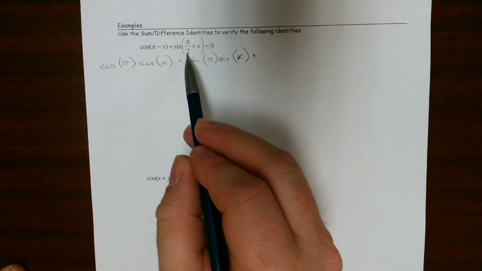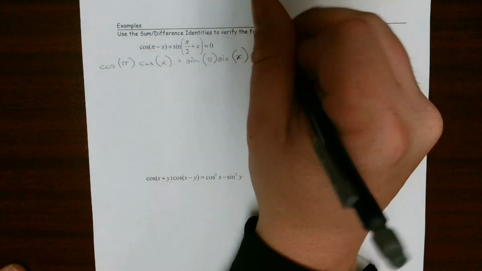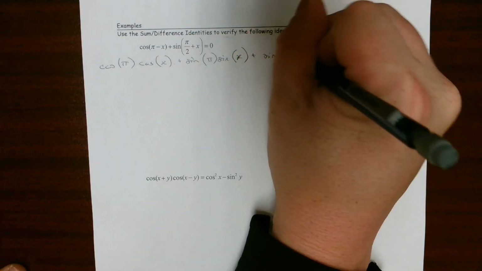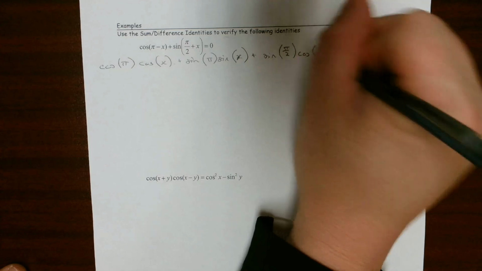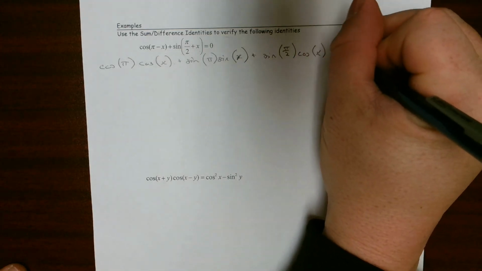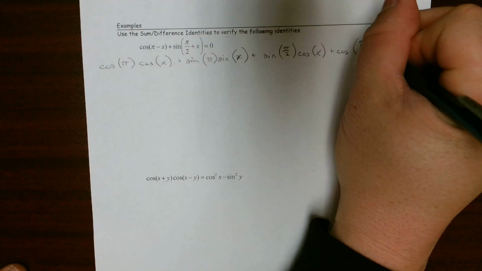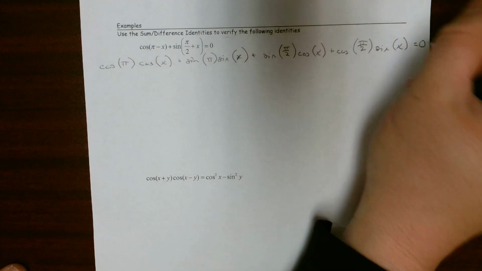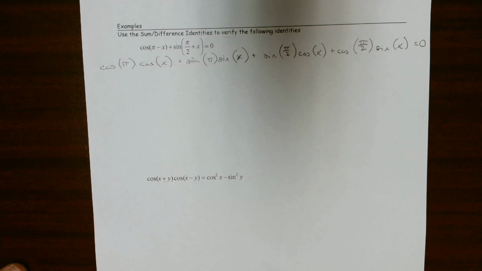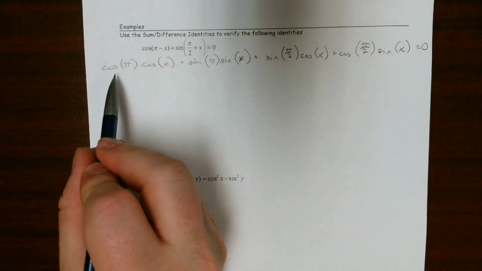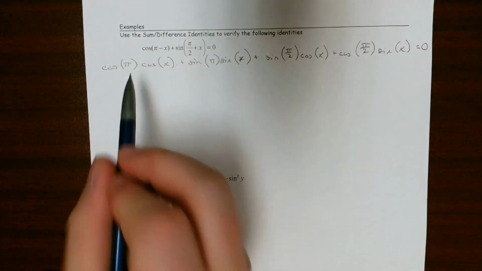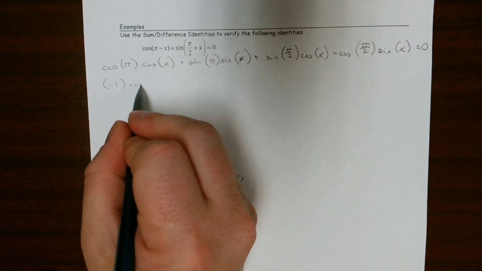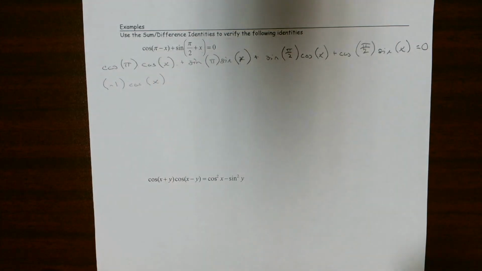sine of an angle plus an angle, which is going to be sine of the first angle, cosine of the second angle, plus cosine of the first angle, sine of the second angle. And somehow that's got to equal 0. Okay, well, let's look right away. Cosine of pi, we know that's -1. So we have -1 times cosine of x.